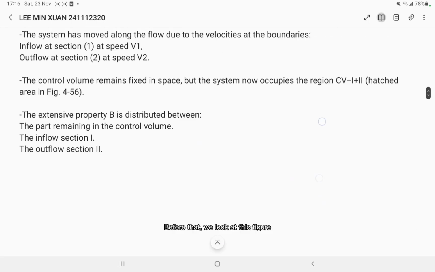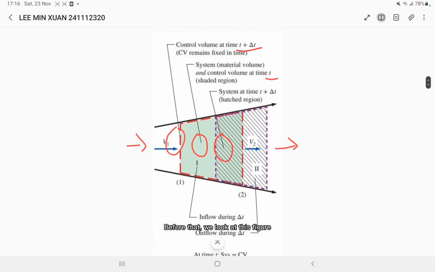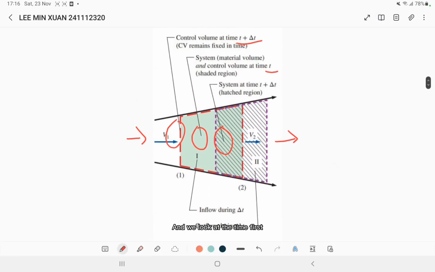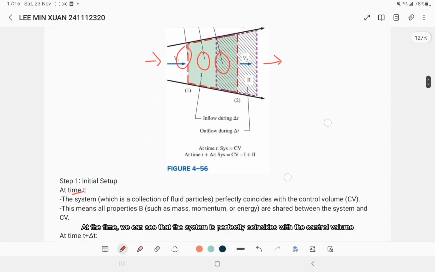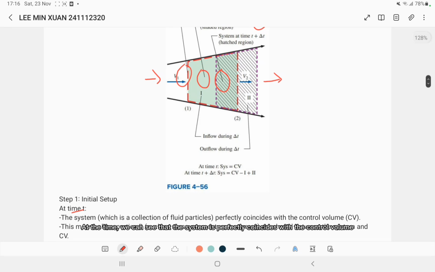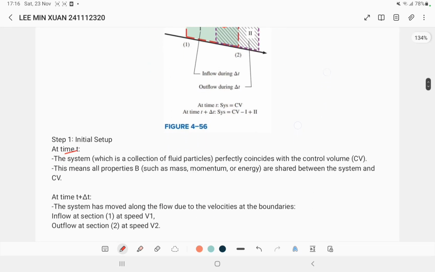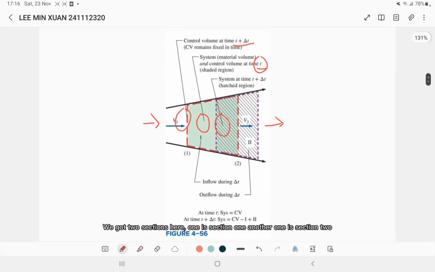Before that, we look at this figure and we look at the time t first. At time t, we can see that the system perfectly coincides with the control volume, which means that the extensive properties such as mass, momentum, and energy are shared between the system and the control volume. While at time t plus change of time, the system has moved along the flow due to the velocity at the boundaries. We have two sections here: section 1 and section 2. We also have velocity 1 and velocity 2.